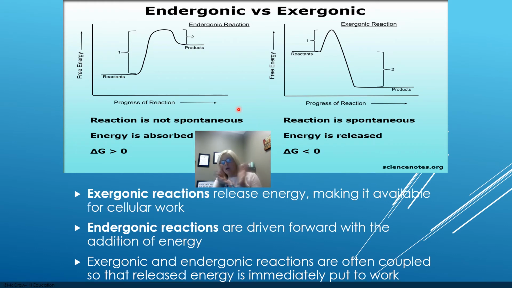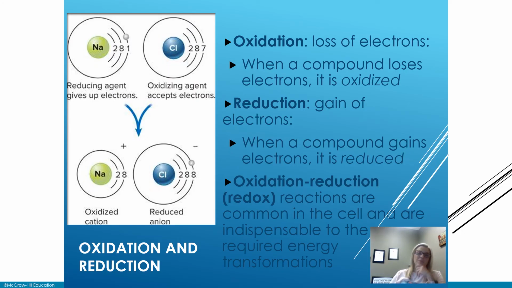So these are often coupled so that energy released is immediately put to work, and this does happen in cellular respiration. All right, you've probably heard of this a little bit if you've taken me for anatomy, but just in case, we're going to go over redox reactions, which are oxidation-reduction reactions. This is where electrons are transferred, and this is a big part of our cellular respiration, okay? These always occur together. So oxidation is a loss of electrons and reduction is a gain.